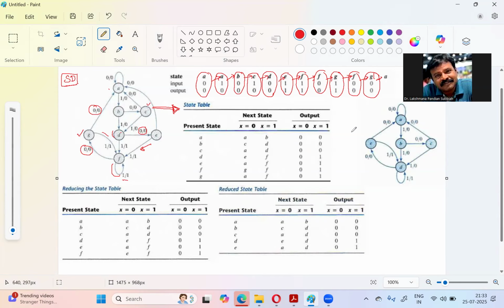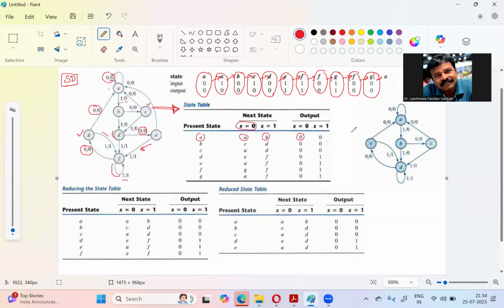From the state A, by input 0, it will go to state A itself. At the same time, the output is 0. So from state A, 0/0, you are getting A. From the state A by input 1, the output is 0, then it transits to B.